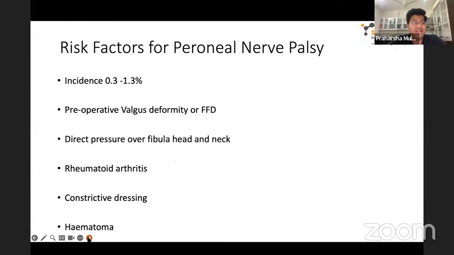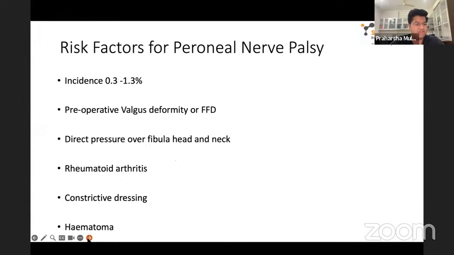Sometimes you can even have a direct pressure on the fibula head and neck, and this happens a lot in obese patients with the positioning and placement of any of the bolsters during surgery. And even after surgery, if the patient lies towards that side, it is not unheard of. Rheumatoid arthritis itself is a risk factor for an increased chance of developing a common peroneal nerve palsy, and it is because of the increased amount of inflammation in that area. And routinely, rheumatoid arthritis patients present to you with valgus deformities.